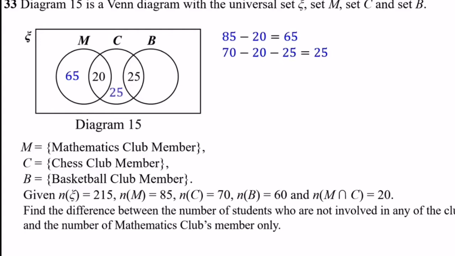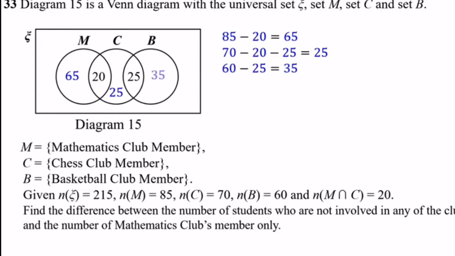All right, so now we will find the number of students who are from the basketball club only. We take the total number of the basketball, which was given in the question, right? The total number of the basketball is 60. We minus out 25, so the balance will be 35, right? Okay, so now we managed to find out all the parts of the Venn diagram.